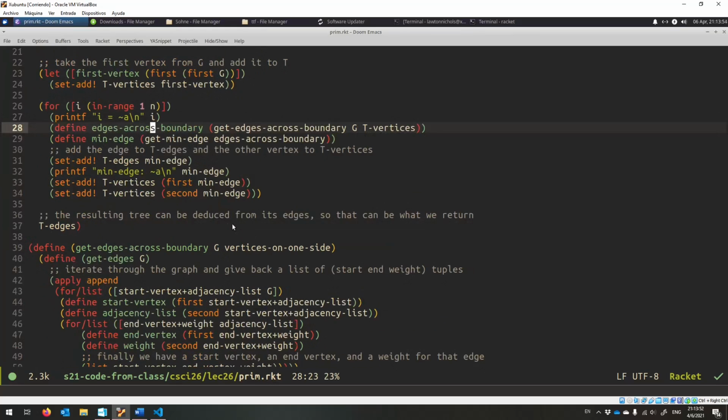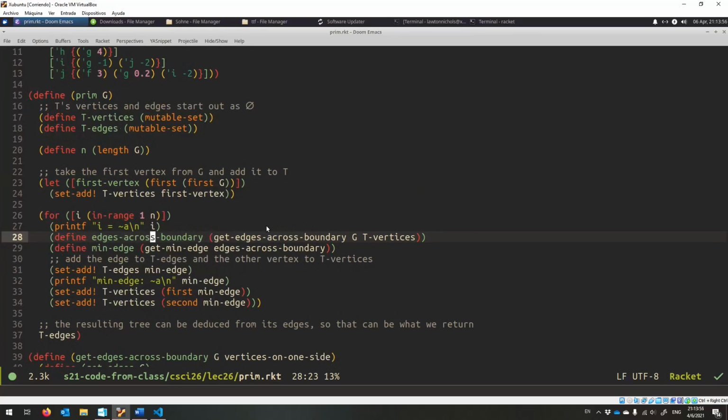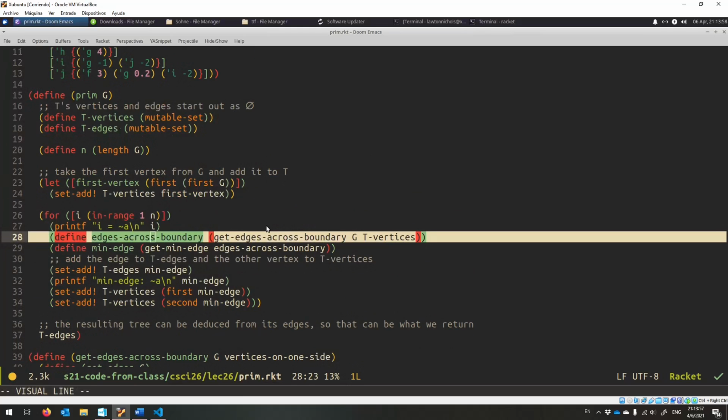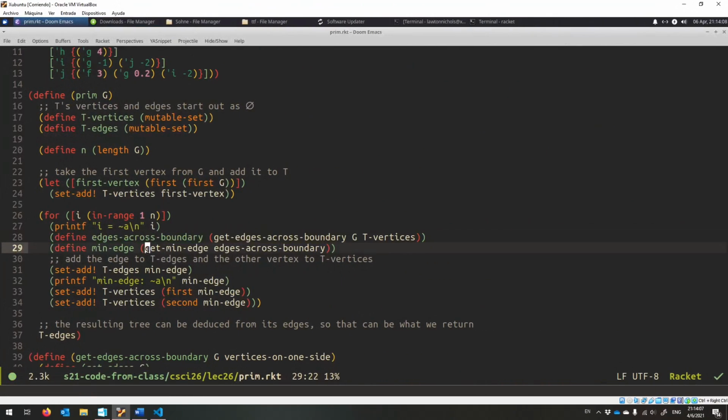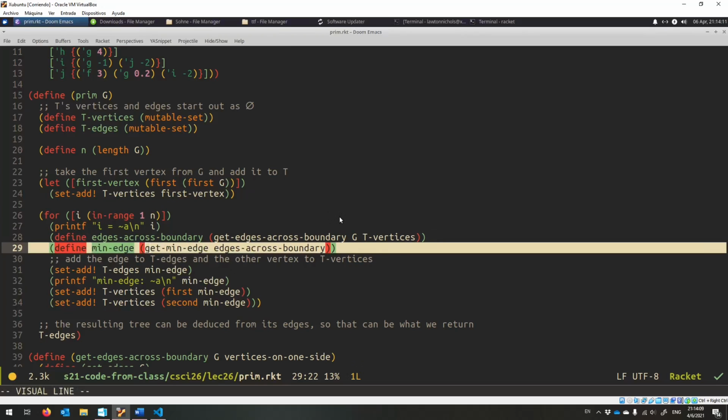Well, here's the high-level idea. I made all these helper functions that you can look at if you'd like, but what it does is it finds all the edges across the boundary, which is the stuff that is inside our tree and then outside our tree. Those are all the things that we should be considering, and we get the minimum one across that boundary, okay? Because it keeps track of all of the weights.